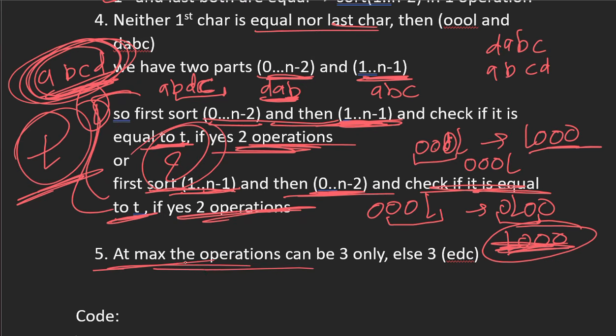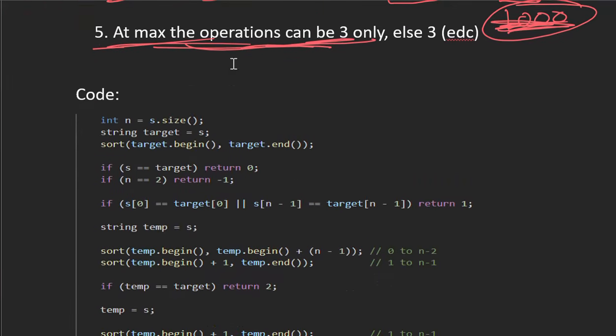And the last case, at max 3 operations can be there. Let's see how. In 3 operations, every string can be sorted, right? So let's see an example to understand this also.